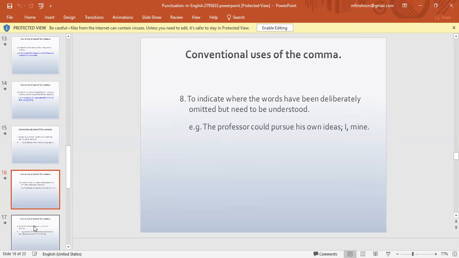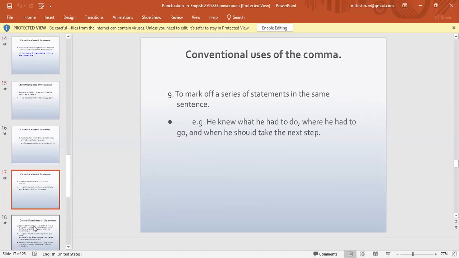And in order to indicate where words have been deliberately omitted but need to be understood. For example, the professor could pursue his own ideas, I, mine. And in order to mark off a series of statements in the same sentence. For example, he knew what he had to do, where he had to go, and when he should take the next step.